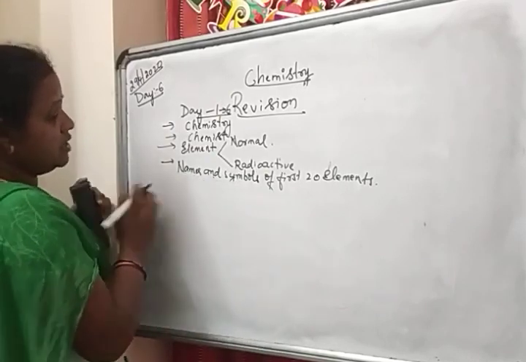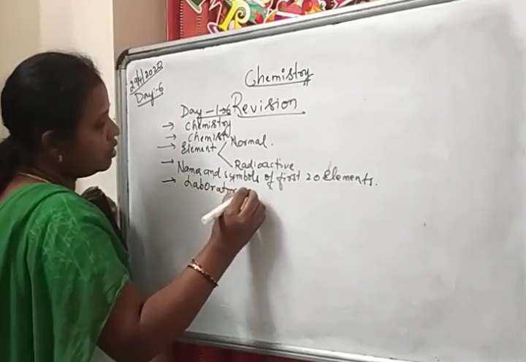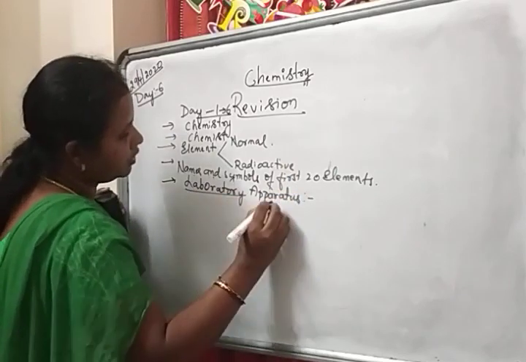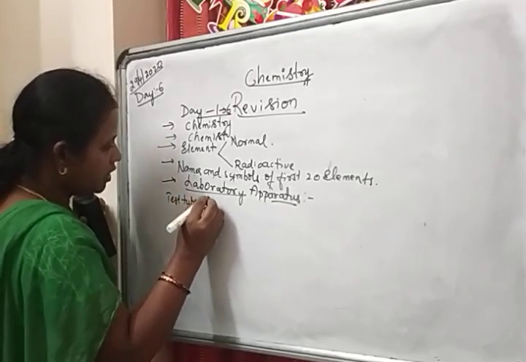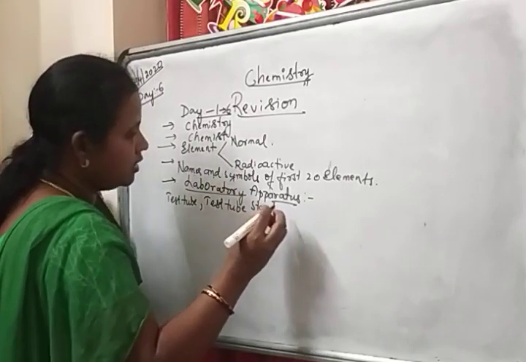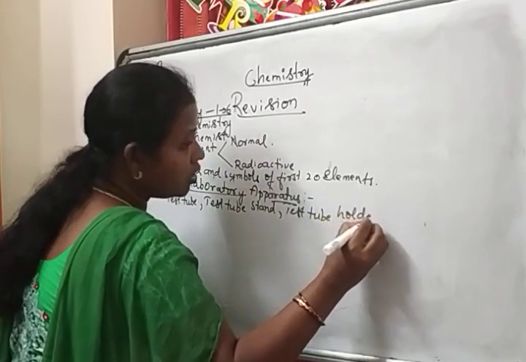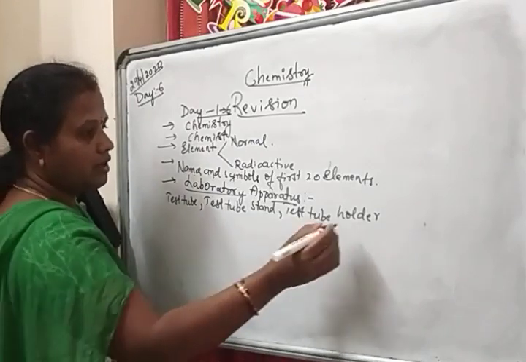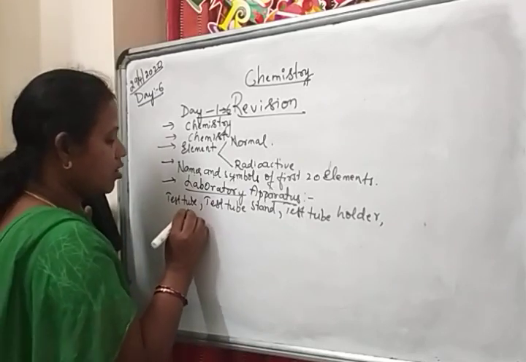Next we have learnt about laboratory apparatus. What are the different laboratory apparatus used in a chemistry lab? Test tube, test tube stand, test tube holder. All this you should learn, the diagrams, and you should try to list out the uses also. Test tube holder, I am repeating again and again. Please, children, learn.